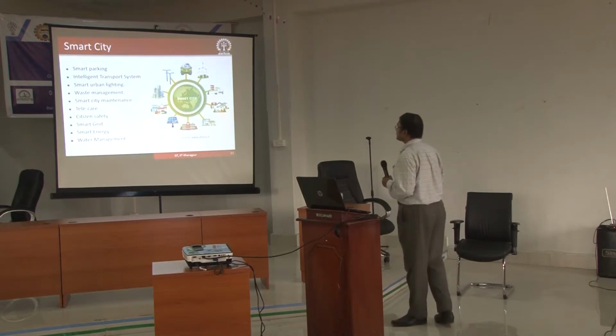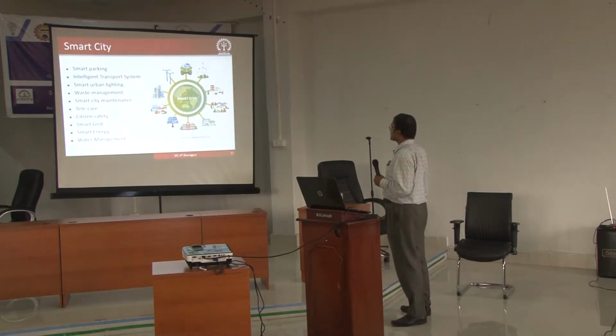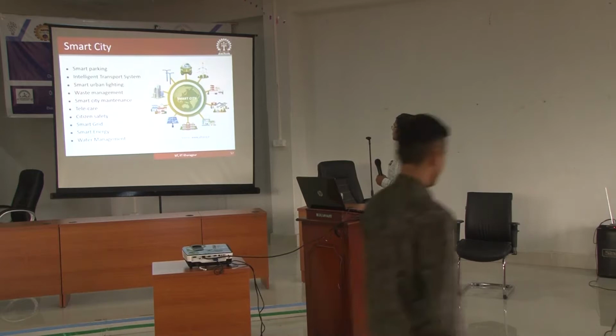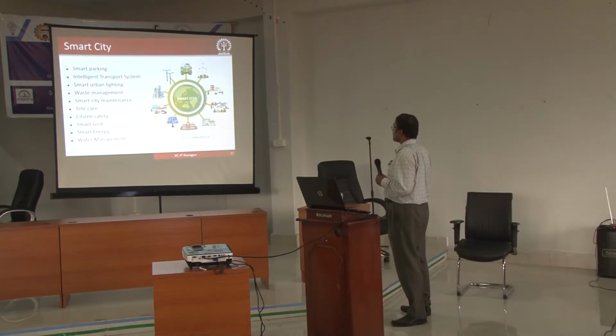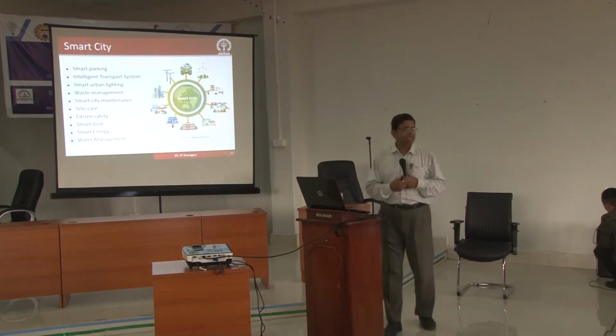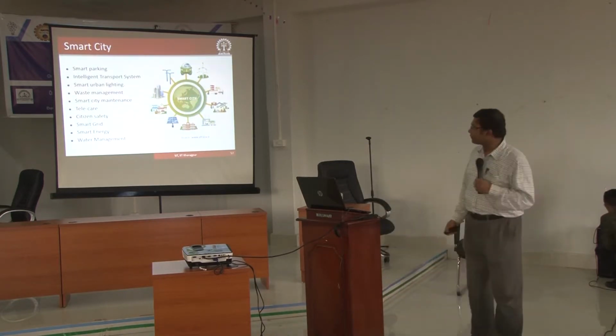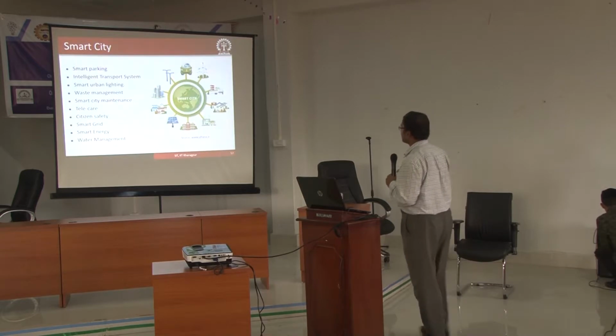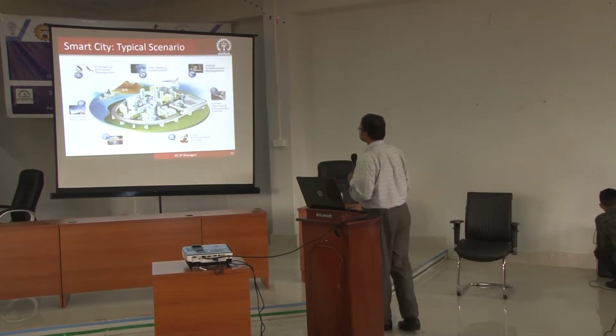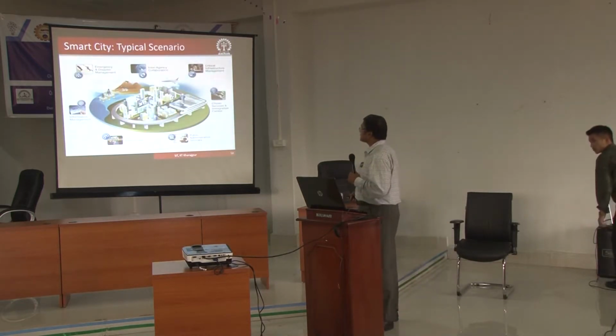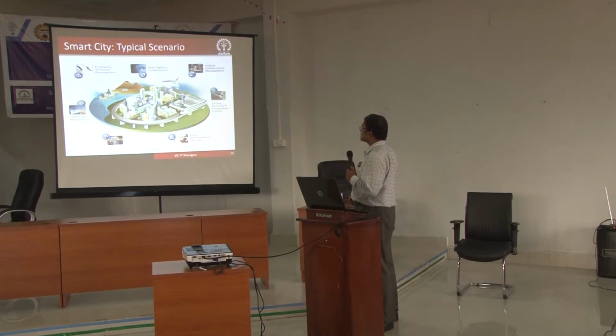In a typical smart city you have road transportation, surveillance systems, lighting systems, then you have smart parking, smart grid, water management, waste management, so many different things. All of this would be made smarter with the help of the IoT solutions. This is a typical scenario of a smart city.